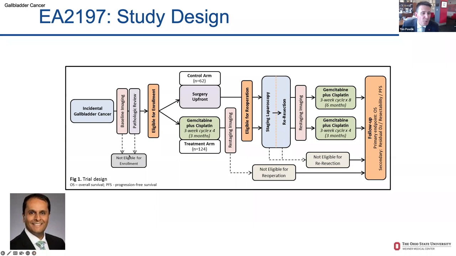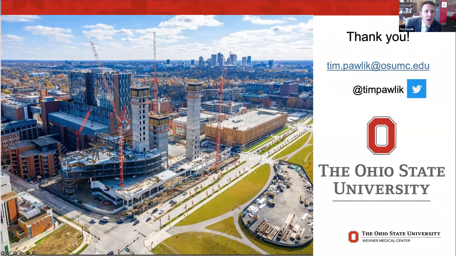This makes a lot of sense to me, that we try to use neoadjuvant therapy similarly to how we do it with pancreatic cancer, to better identify those patients who have adverse biology and will not benefit from a second operation versus those patients who have good biology and may indeed benefit from that second operation if they do not manifest progression or metastatic disease following neoadjuvant therapy. So with that, I'll conclude my comments.